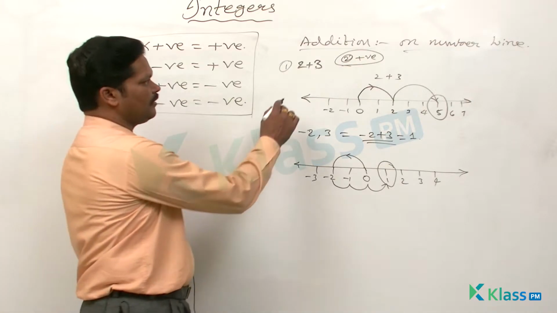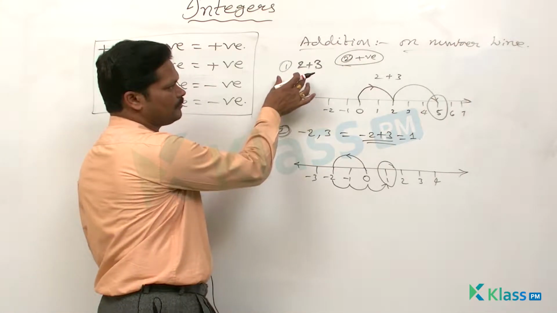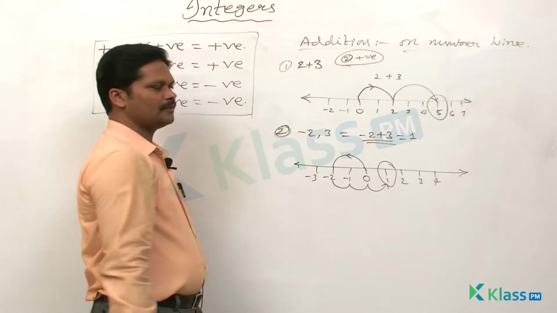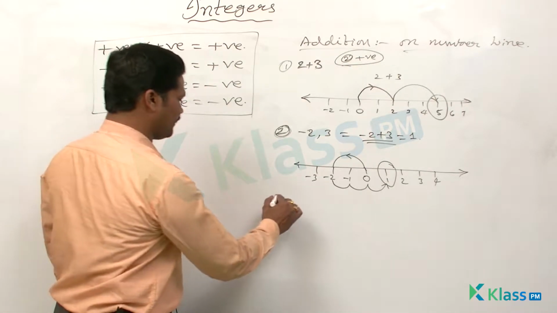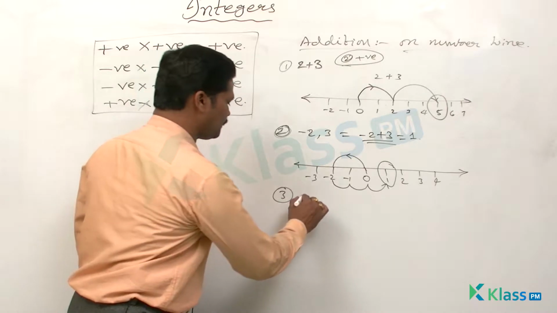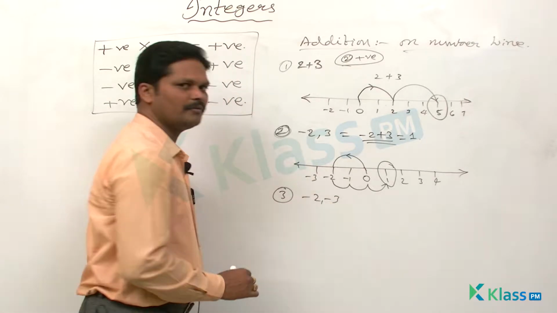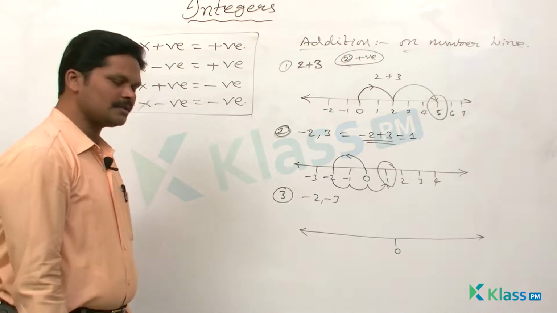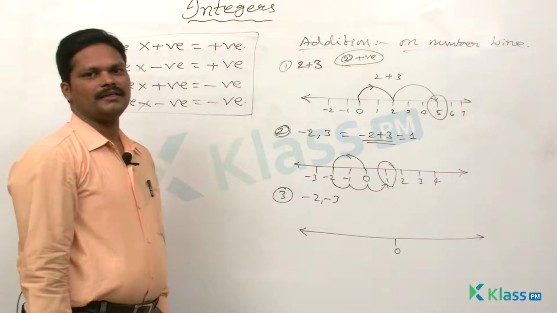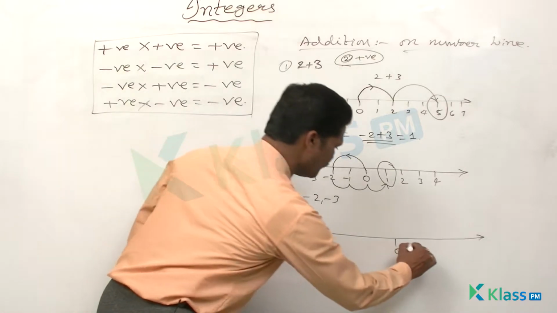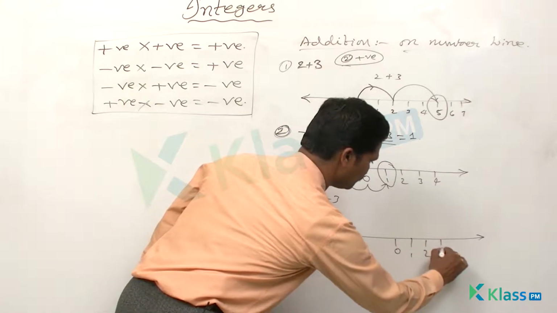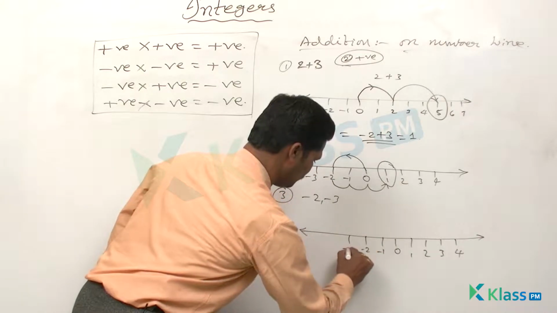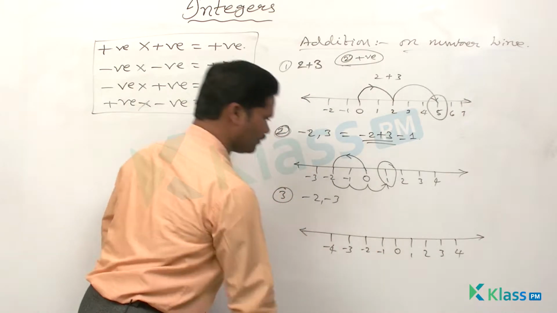This is the way we work on the number line with 2 positives, and 2 negatives also we are having. Here we are having 1 positive, 1 negative. And coming to the third one, 2 negatives. How should we add on the number line? Always in integers, it is better to take 0 in the middle of the number line. And 1, 2, 3, 4. Minus 1, minus 2, minus 3, minus 4.